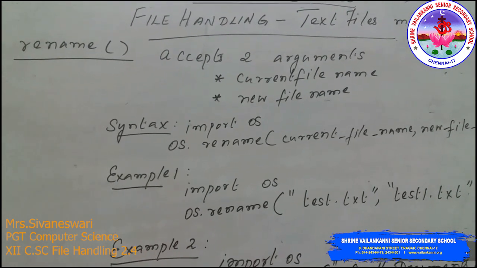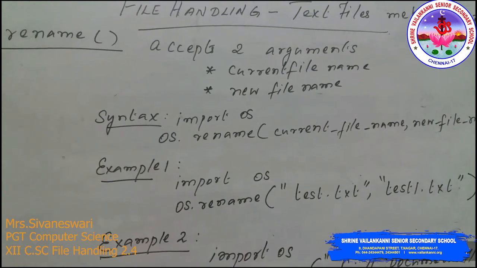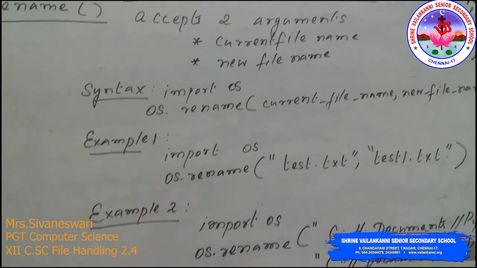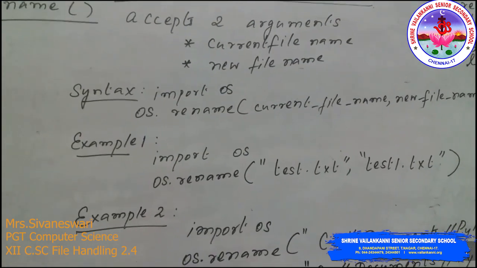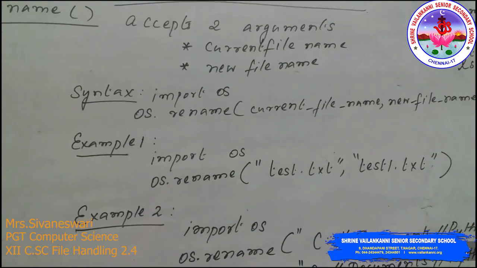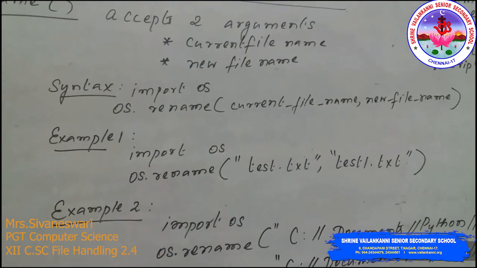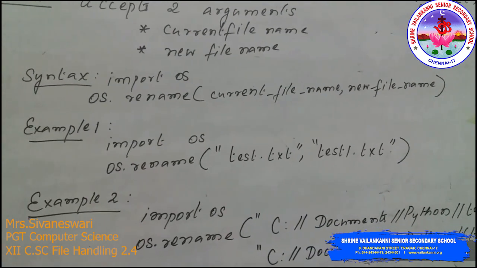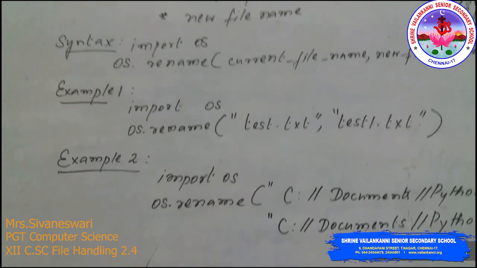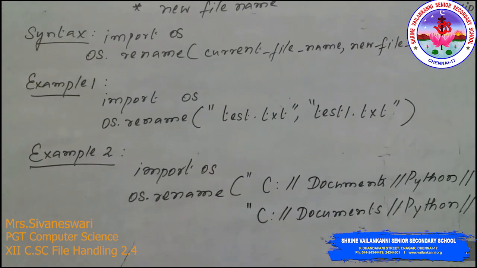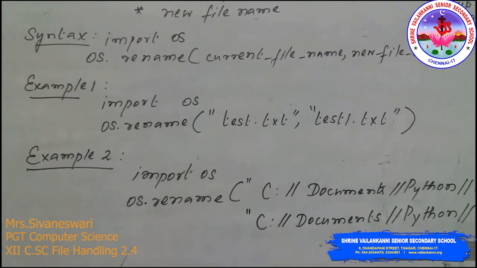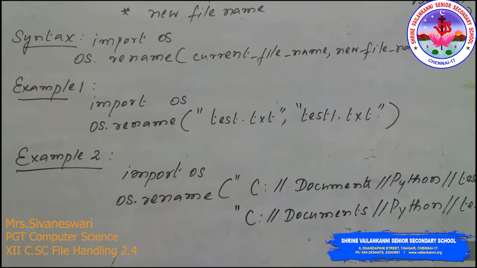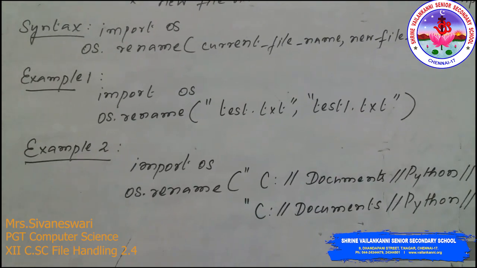Rename accepts two arguments. One is the current file name, the other one is the new file name. To use the rename method we have to import os. So the syntax is import os, os.rename(current file name, new file name). In example 1, import os, os.rename('test.txt', 'test1.txt'), where test.txt is the current file name and we are changing it to the new file name test1.txt.